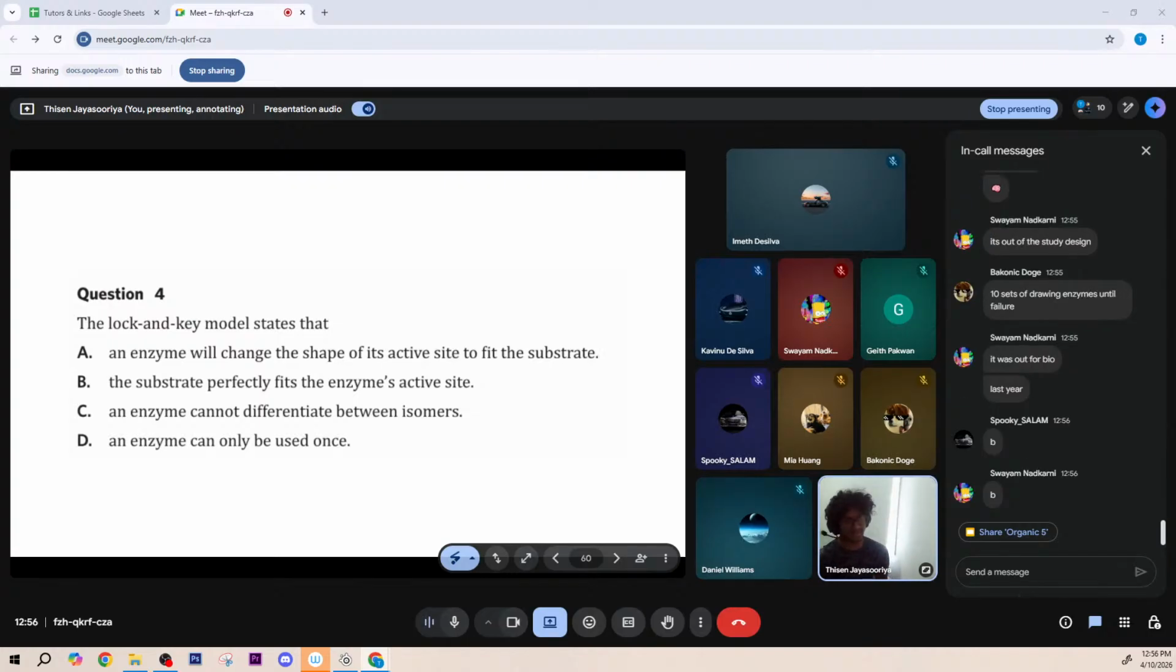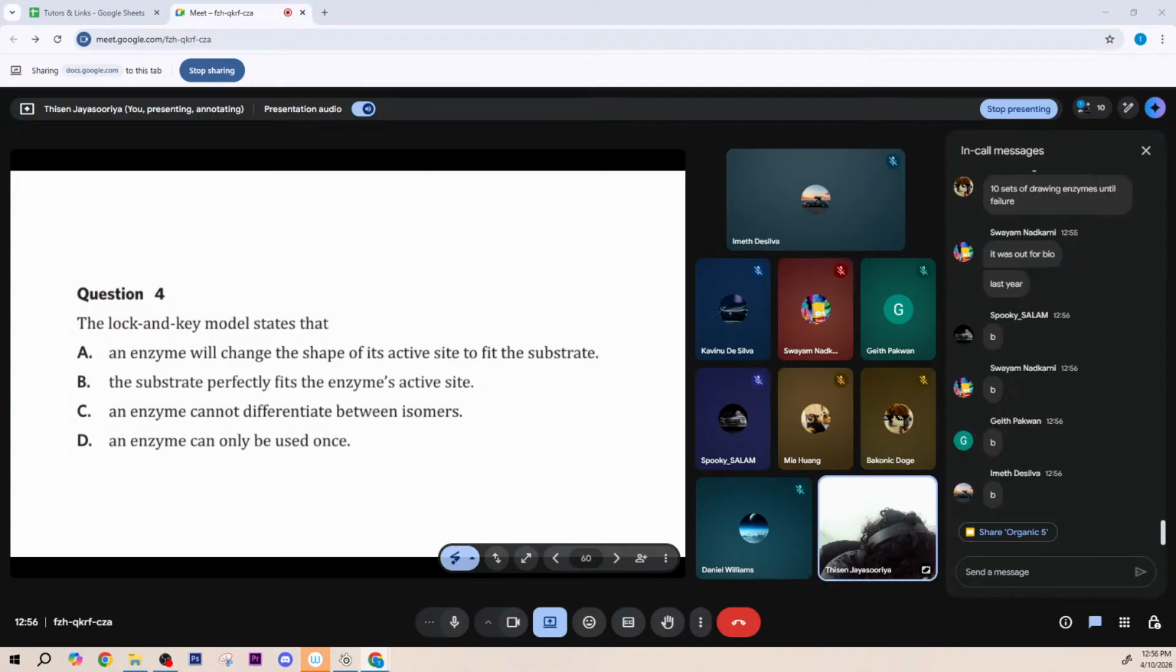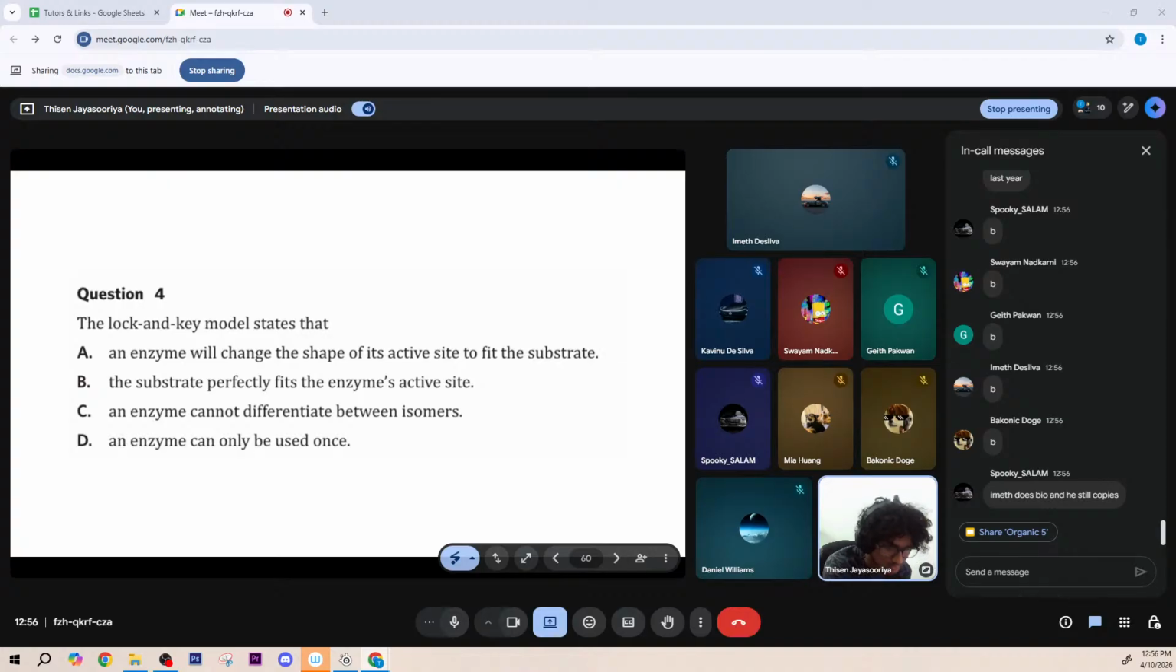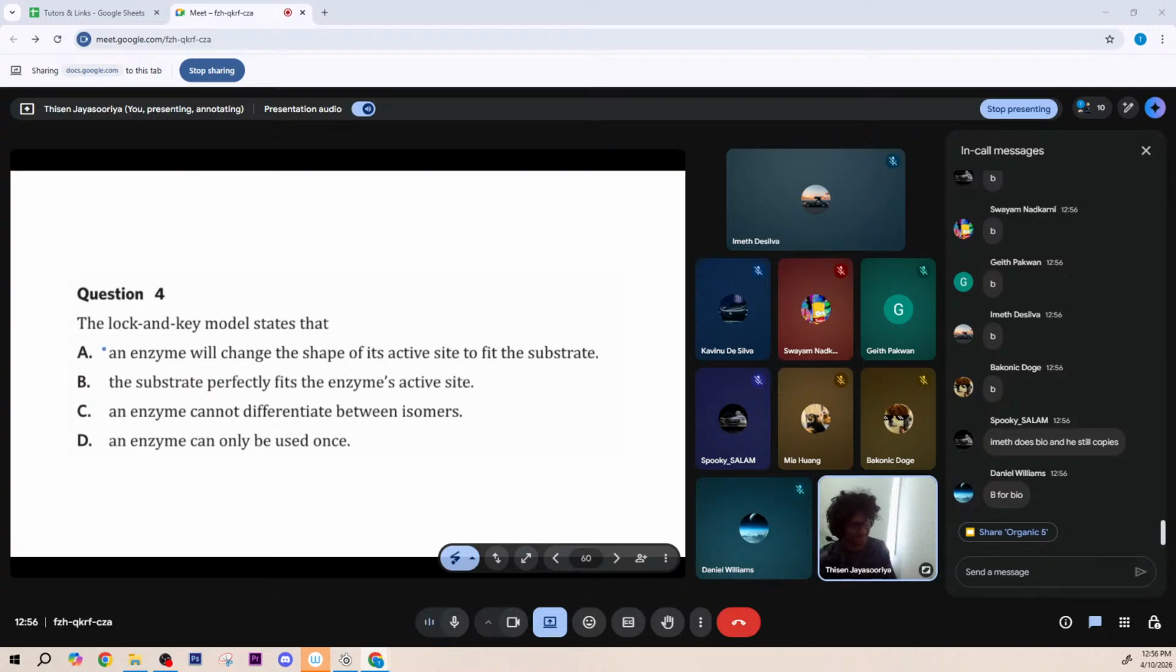What do you guys think? A, B, C, or D? We have two people saying B, another person saying B. So yeah, it is B. I'm not going to explain this one because it's pretty self-explanatory. Again, it's specific and complementary. Yeah?